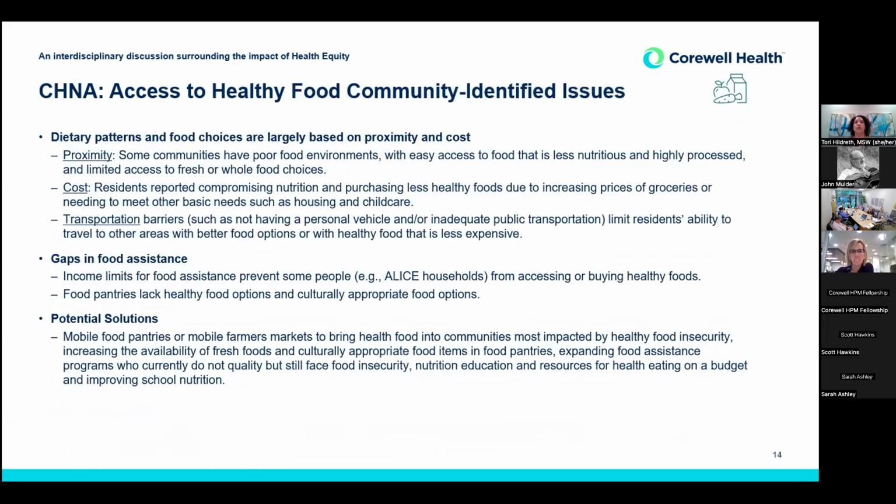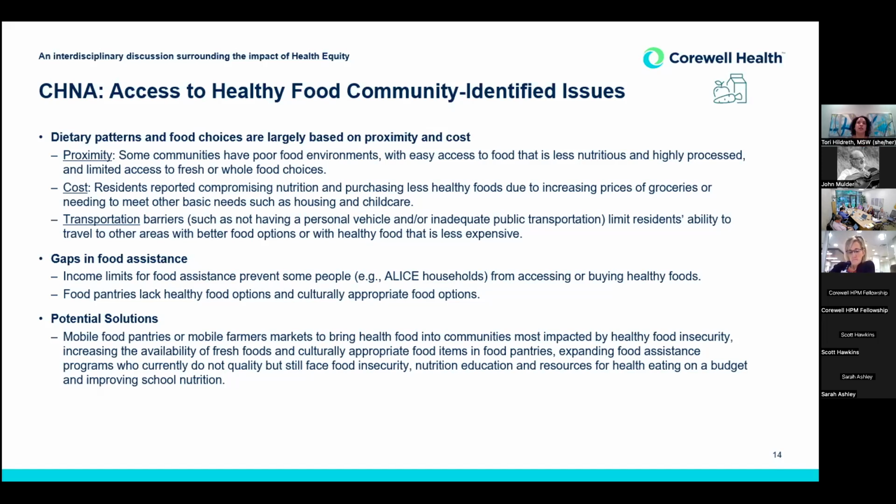And our last top priority is access to healthy food. So the 2 bullet points here are dietary patterns and food choices that are largely based on proximity and cost, as well as gaps in food assistance. So some communities have poor food environments with easy access to food that is less nutritious, maybe higher processed, or they have limited access to fresh or whole food choices.